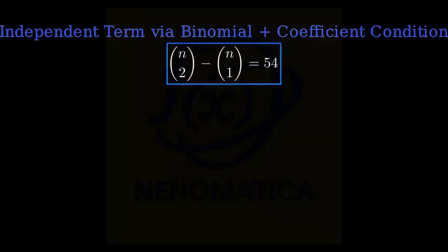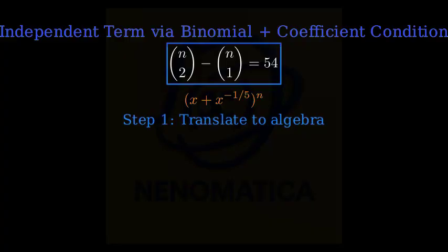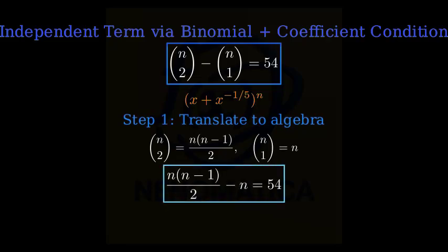The given condition is binomial n choose 2 minus binomial n choose 1 equals 54. The expansion we will analyze is (x plus x to the power negative 1/5) to the n. Step 1. We translate the binomial coefficients into algebraic form. Recall, n choose 2 equals n times n minus 1 all over 2, and n choose 1 equals n. Substituting into our equation gives n times n minus 1 all over 2 minus n equals 54.